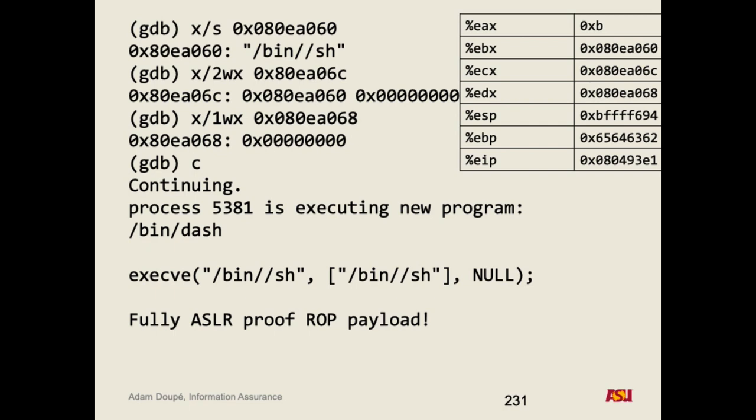ASLR? Address space layout randomization. So it means that no matter where the stack is, we don't care because we only use the fixed values of the text, the code, and the .data segment.